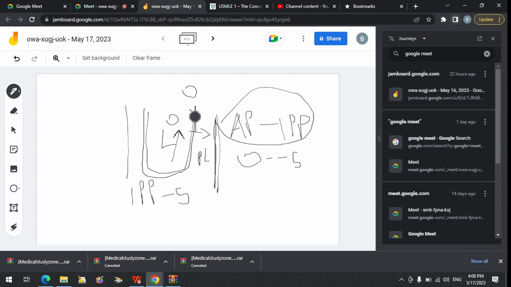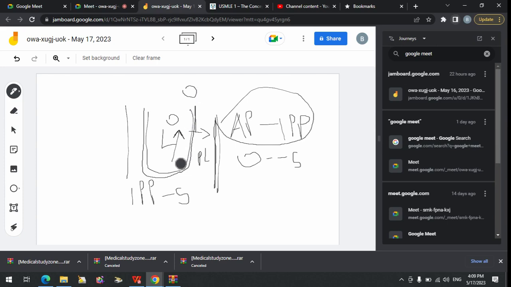Because if atmospheric pressure is 760, that means the alveolar pressure too is 760. We need to add 760 to the intrapleural pressure too, and we get 755. So it will be cumbersome. That's all. So it is zero.